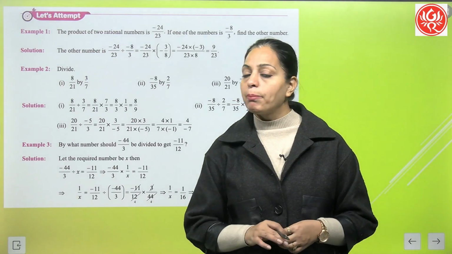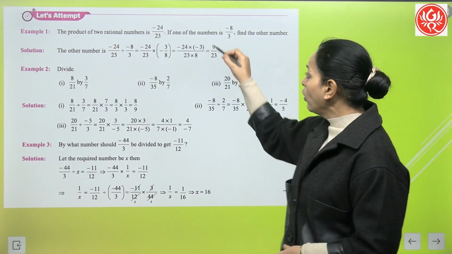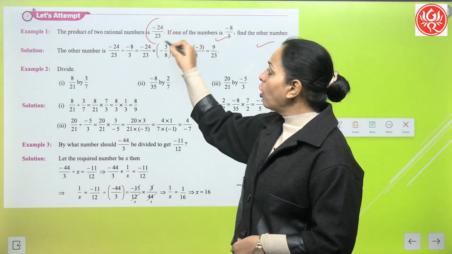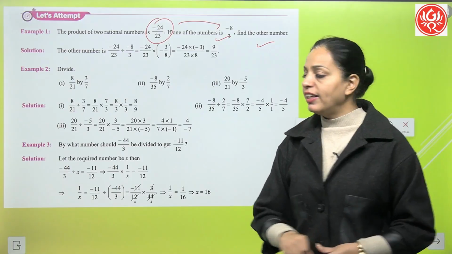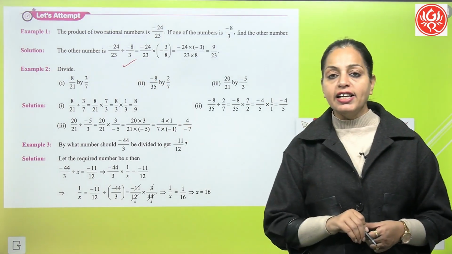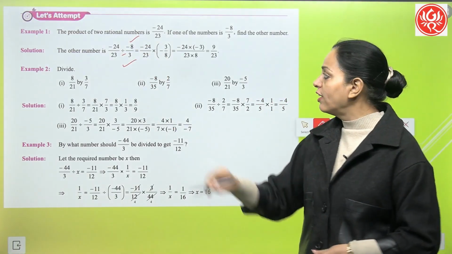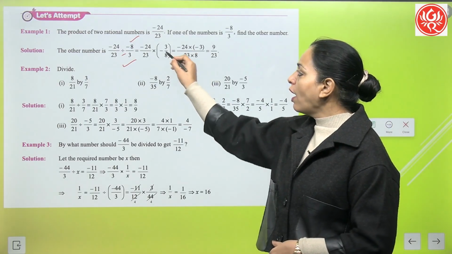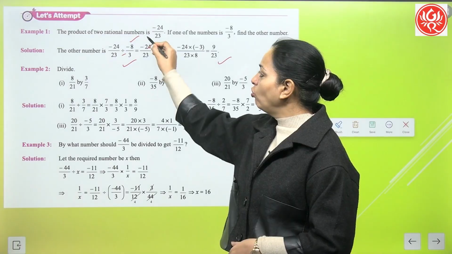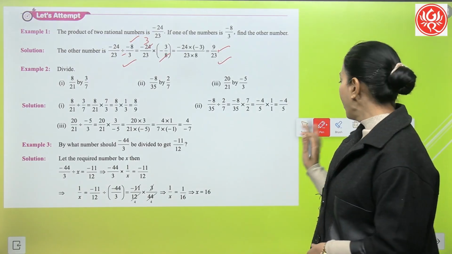Now see, let us attempt example 1. The product of two rational numbers is minus 24 upon 23. If one of the numbers is minus 8 upon 3, find the other number. It means product को हम क्या करेंगे? इस number से divide कर देंगे. So the other number is minus 24 upon 23 divided by minus 8 upon 3. Now change this division into multiplication and take its reciprocal, that is minus 3 upon 8. Both are negative, तो आंसर क्या आएगा हमारा? पॉजिटिव. नाउ कट द टर्म्स, इफ वी कैन कैंसिल इट. सो 8 3s are okay. Now no cancellation. 3 into 3, 9 upon 23 is the answer, right?